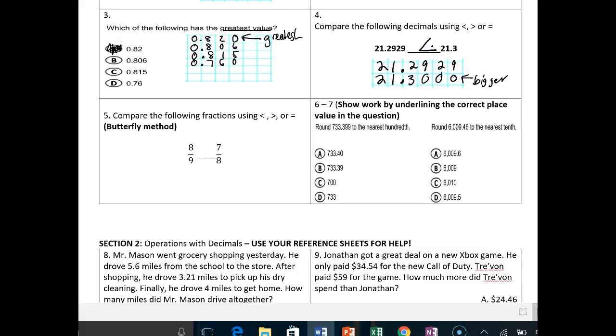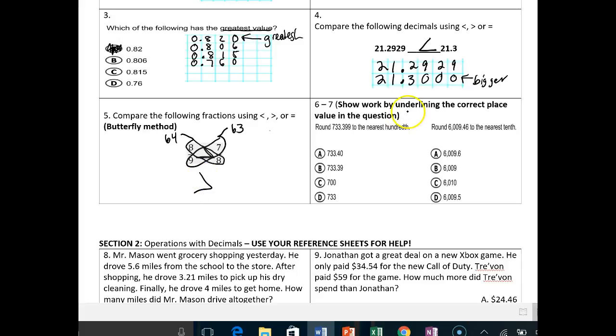Compare the following fractions using less than, greater than, or equal to using the butterfly method. So butterfly method says, all right, 8 times 8 is 64. 9 times 7 is 63. I want to point to the smaller number and eat the bigger number. 64 is bigger, so it's going to be greater than. And I'll put this here just in case you can't see that.